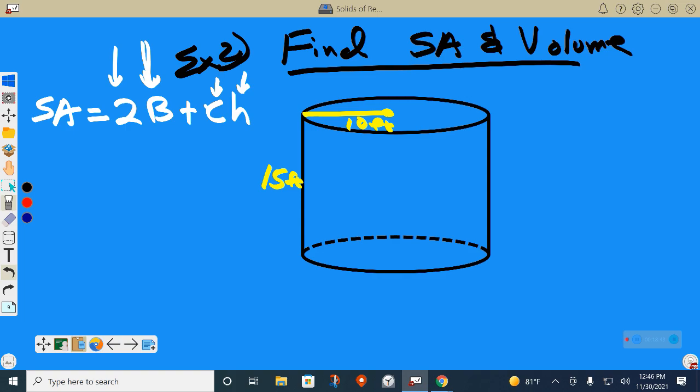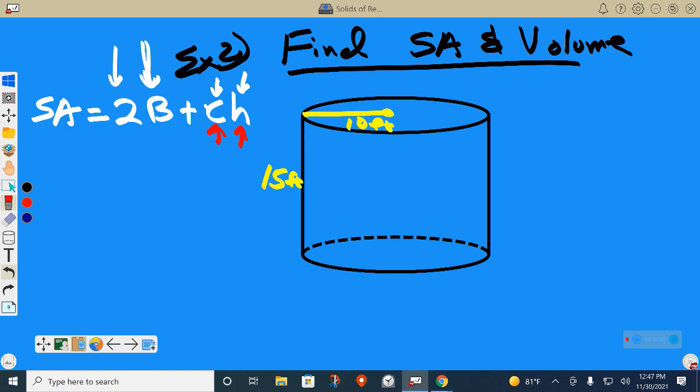Area of the rectangle is what times what? Length times width. But they're writing circumference times height. But look at the circumference. It is the length. Watch it wrap around that circle, Fonseca.